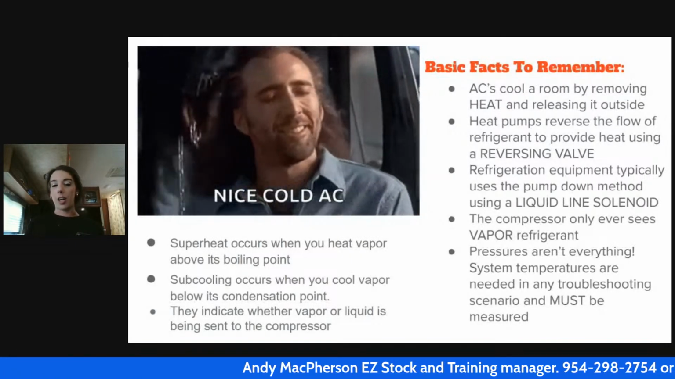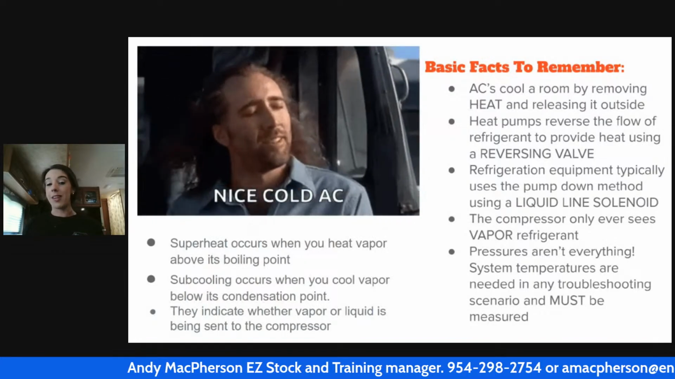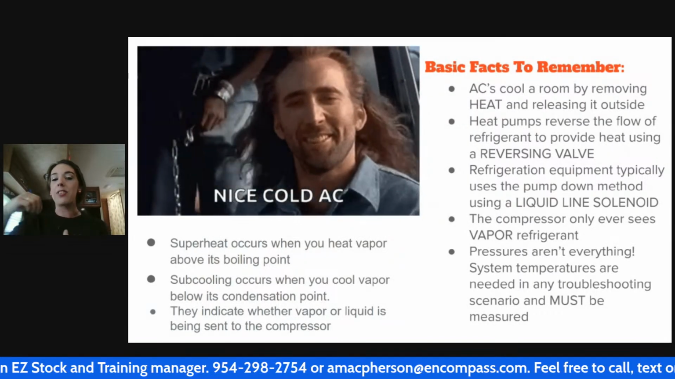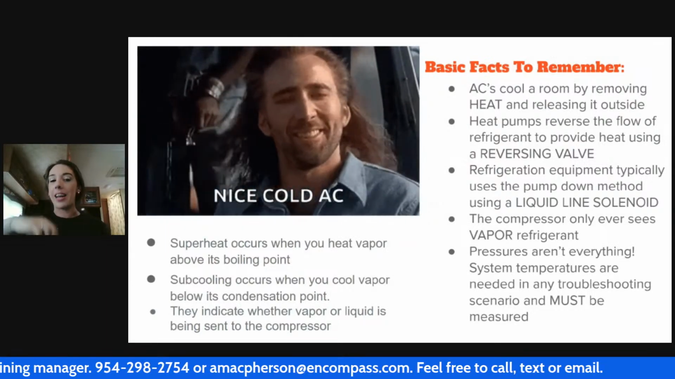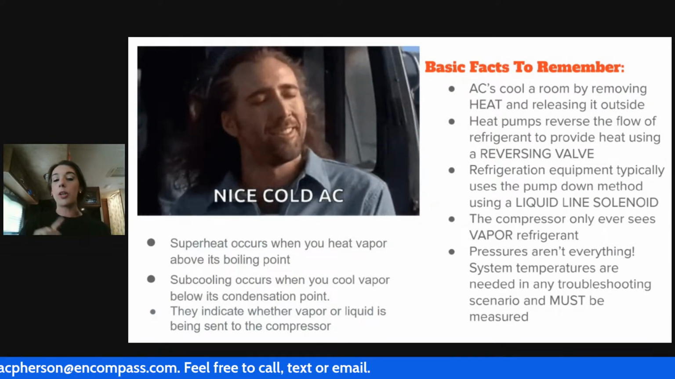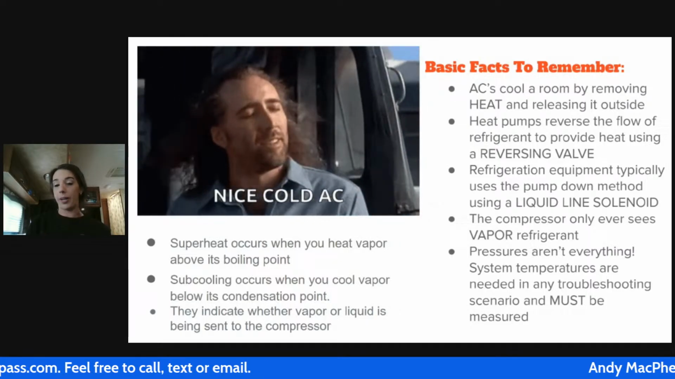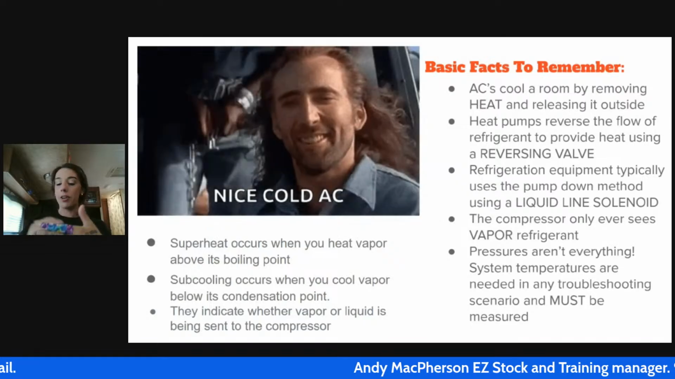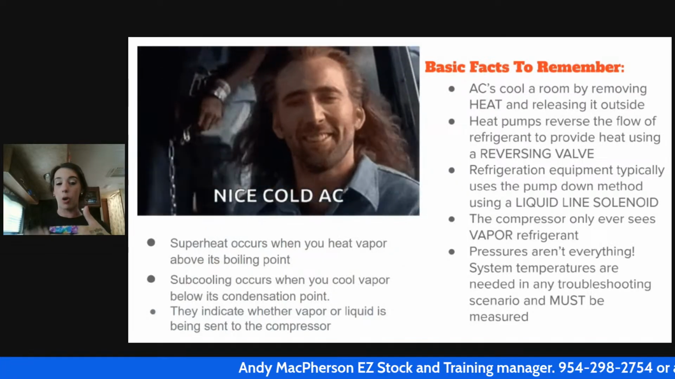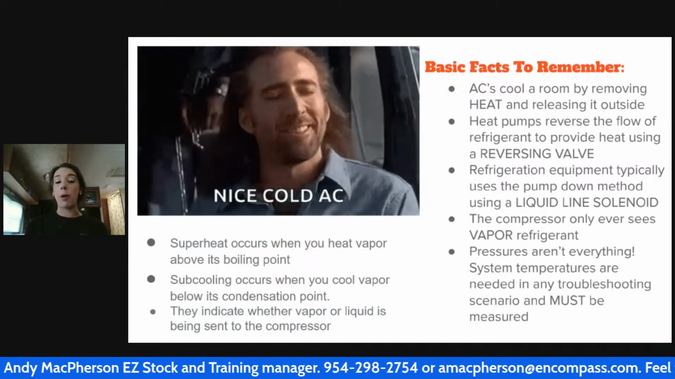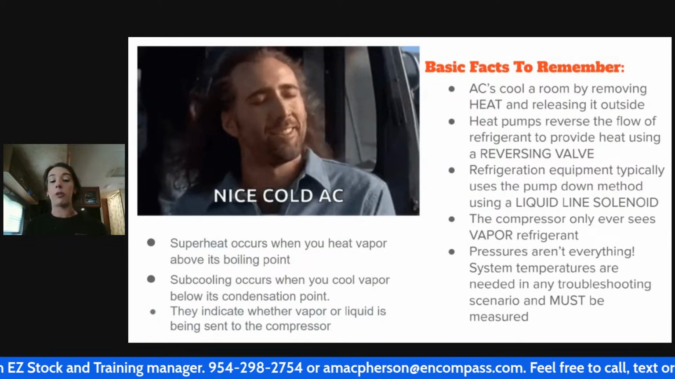Superheat occurs when you heat vapor above its boiling point. However many degrees above the boiling point, that is how many degrees of superheat. Subcooling, equal and opposite, occurs when you cool vapor below its condensation point. So at whatever point it's condensing, whatever degrees below that we have is going to be our subcool. That's going to be how many degrees of subcool we have. They indicate whether vapor or liquid is being sent to the compressor.